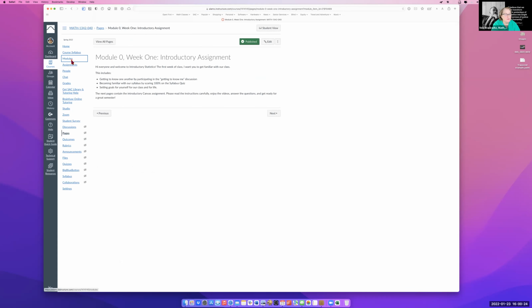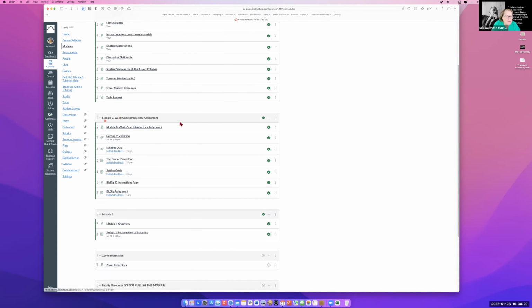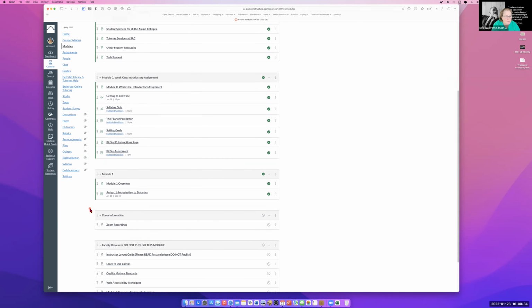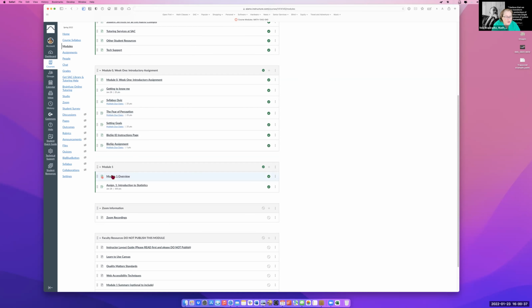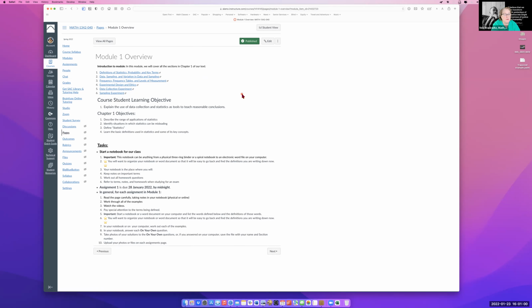Now I'm going to choose modules. You've already done Module 0, Week 1, and most of you have completed it. I'm going to go into Module 1 and click on Overview. The overview shows us the 6 sections that are in Chapter 1. The one that we're going to do in our lesson today is Statistics, Probability, and Key Terms. Then we're going to do Data Sampling, Frequency, Experimental Design, Data Collection, and Sampling Experiment.